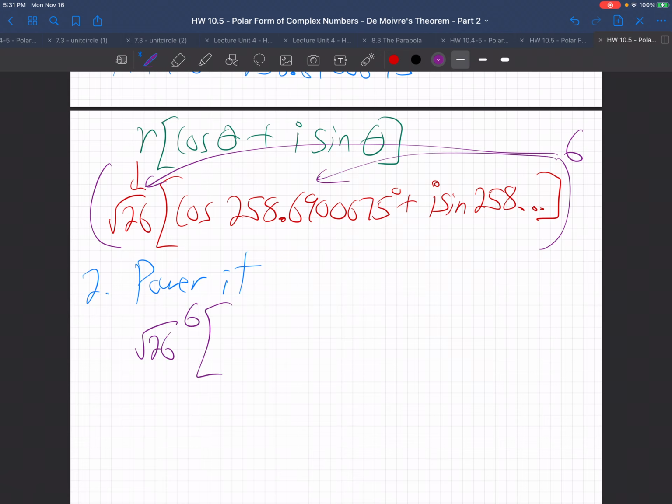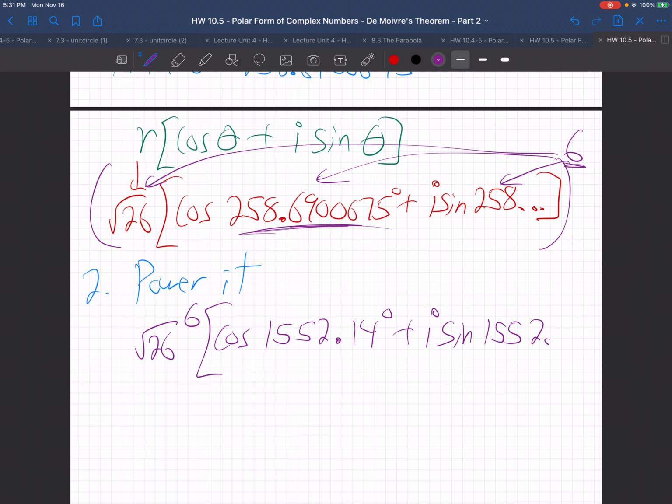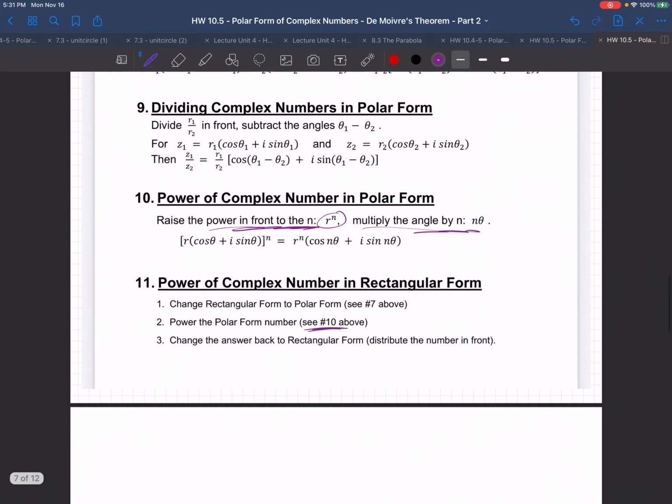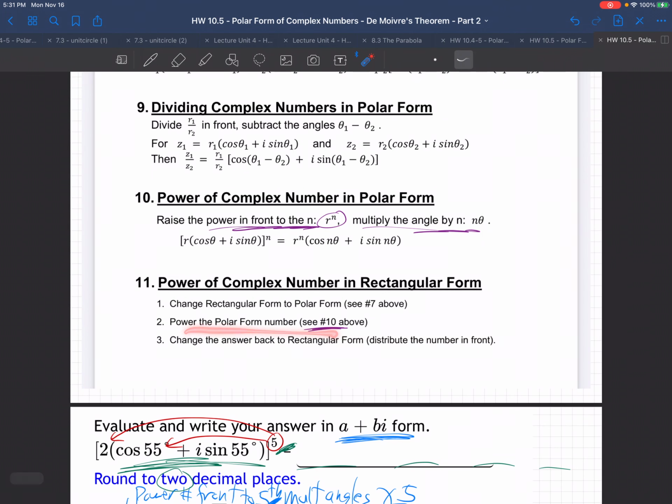And then multiply these angles. So just use your calculator. Multiply 258, that thing you get in your calculator, times 6. It's not to the power 6. It's times 6. I'm getting 1552.14 degrees, that's close enough, plus i sine, same. 1552.14 degrees. And then it says, down here in the instructions, step 2, power it. Step 3, change it back to rectangular by distributing the number in the front.